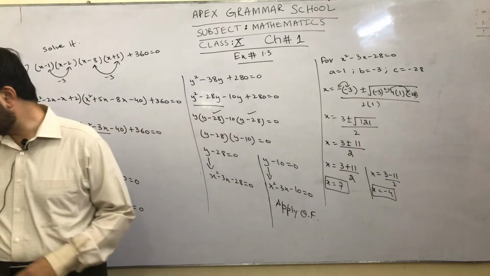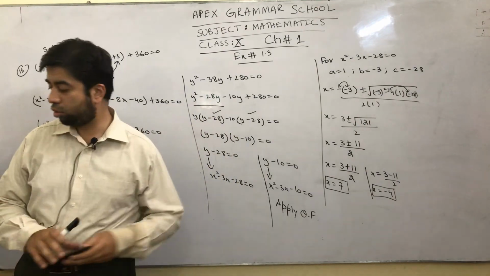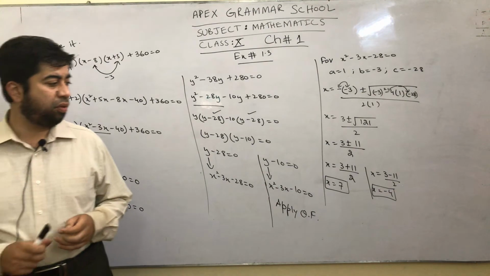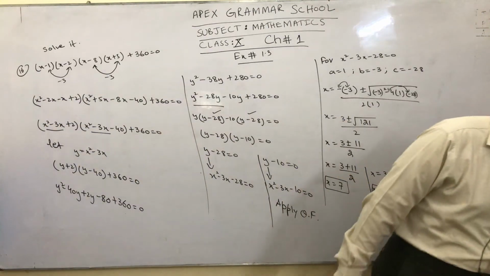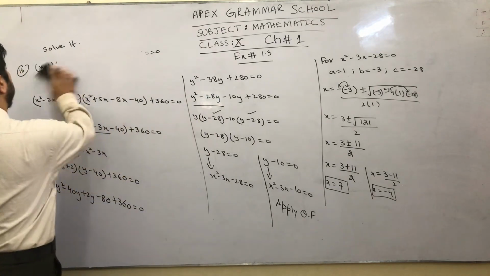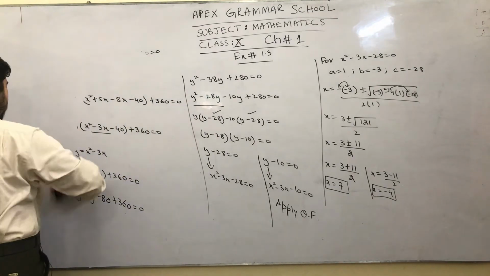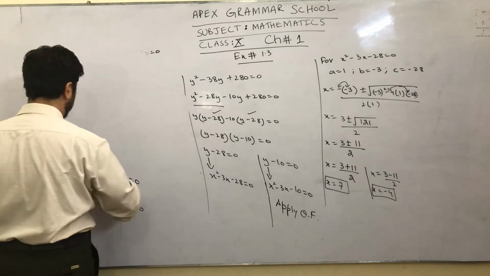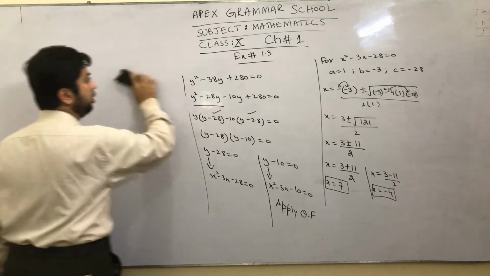Now we will talk about the radical equation, the last topic of this chapter number 1. What is the radical equation? You very well know about the radical signs. Radical sign from class 9, you know that very well.